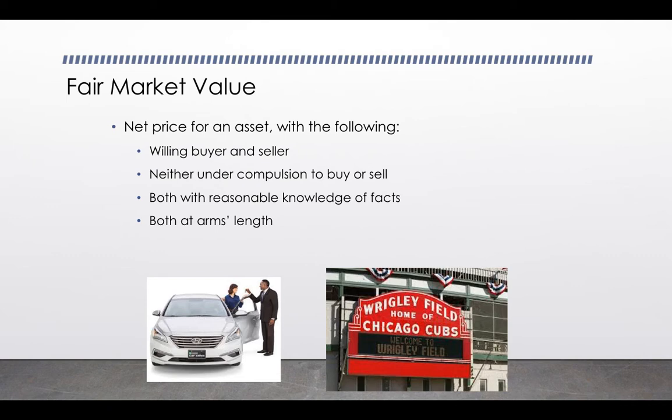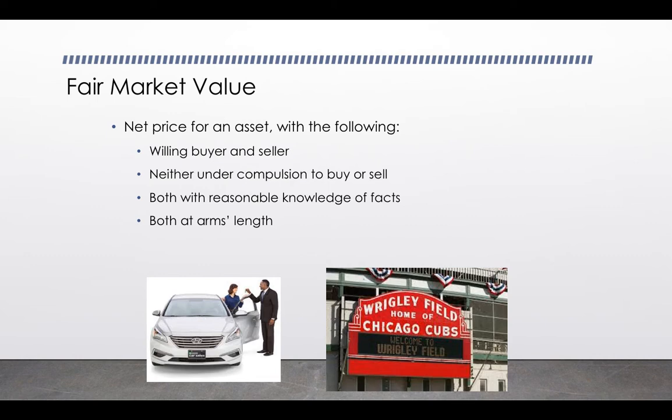And the following has to exist in order for that fair market value price to exist, right? You have to have both a willing buyer and a seller. Neither party can be under any kind of compulsion or pressure to buy or sell. Both parties have to have reasonable knowledge of facts, right? Anytime you go buy a car today, you probably do a little bit of research before you go in terms of looking at the Kelley Blue Book price and looking at other sale prices at different dealers. So generally, both the buyer and seller go in with a kind of a baseline of facts.